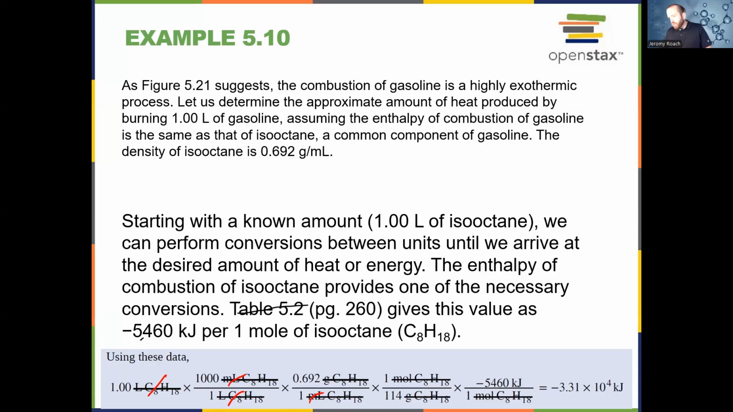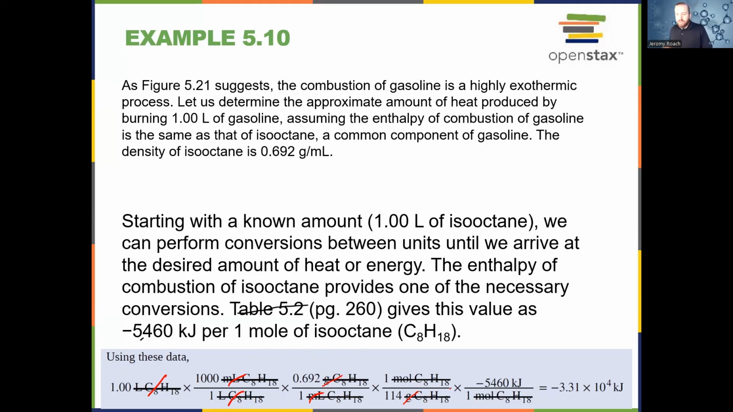Now we need to find the molar mass of isooctane. So we're going to look up carbon is 12. There's 8 carbons, so 12 times 8 is 96. And there's 18 hydrogens. So we're going to add 96 and 18 and we get 114 grams per mole. Grams are on the top up here, so we want to cancel out grams on the bottom. So we're going to put grams on the bottom instead. So we're doing moles per gram. We're allowed to do that with unit conversion.